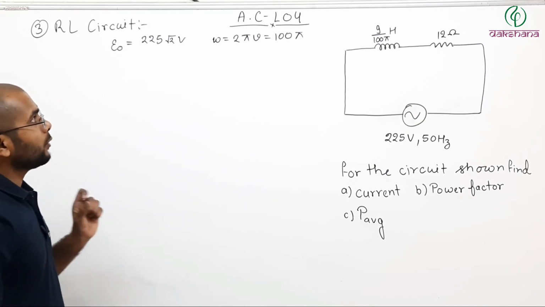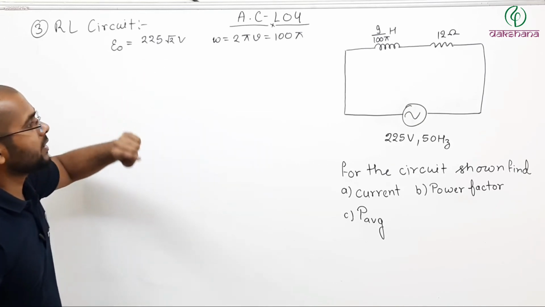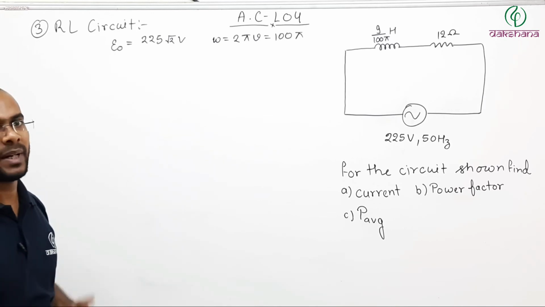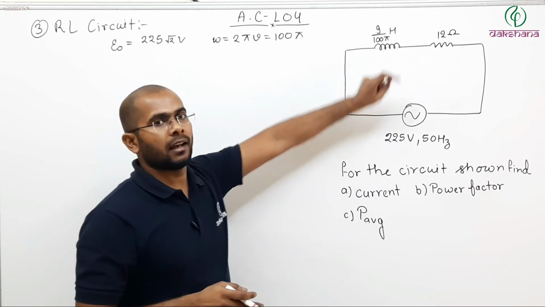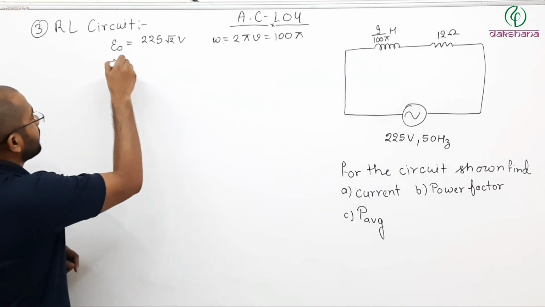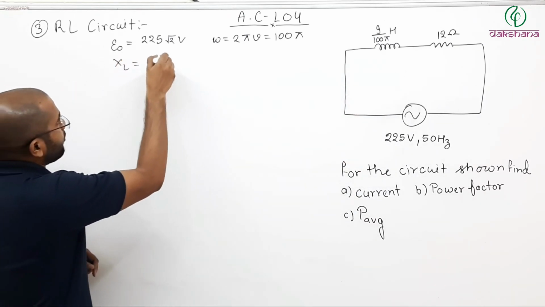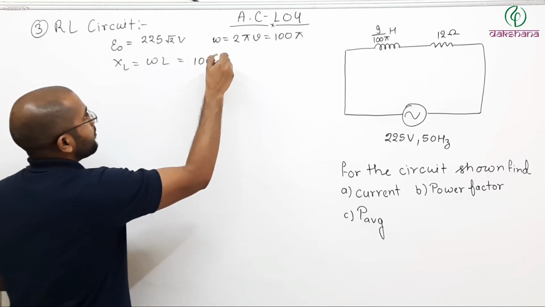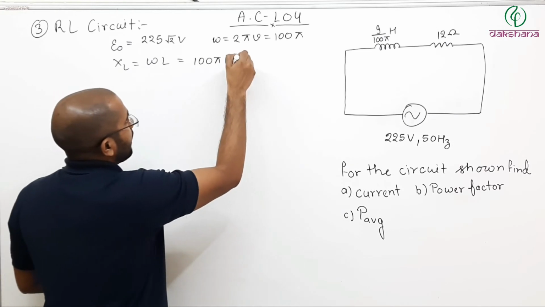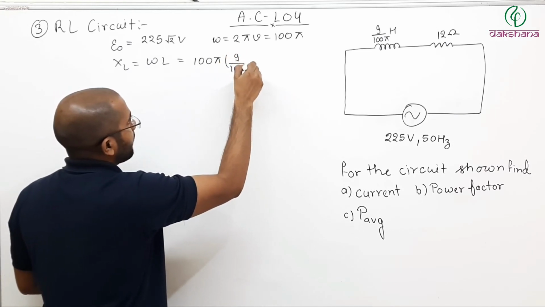E naught is known, omega is known, and Z, that is the impedance of the circuit. In order to find Z, you need XL. What is XL? XL is nothing but omega times L. And what is omega? 100 pi. So 100 pi times L. L is 9 by 100 pi.